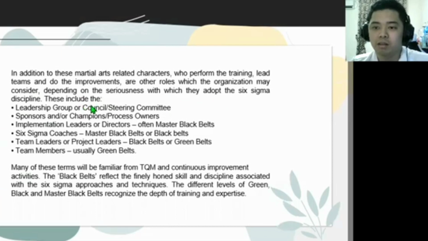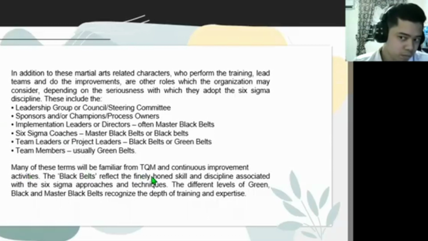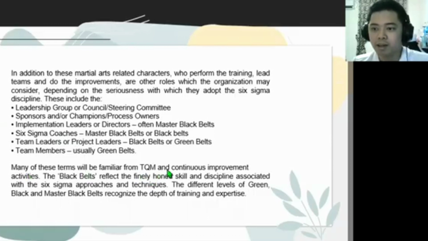So ito po naka-include sa kanila. Leadership group or council or steering committee, sponsors and or champions, process owners. The next is implementation leaders or directors. Then Six Sigma coaches, team leaders or project leaders, team members. Many of these terms will be familiar from TQM and continuous improvement activities.